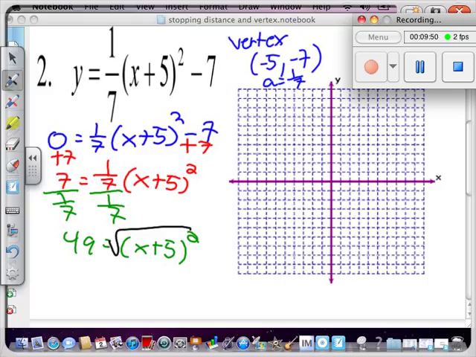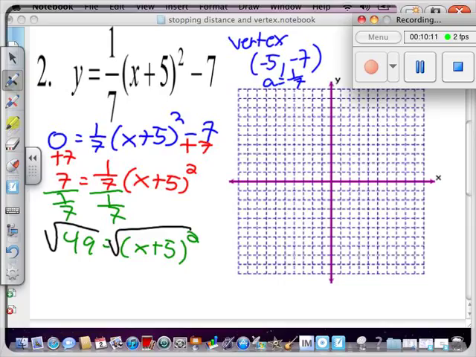So I'm going to take, good, these are so good. I'm going to take the square root of both sides. Now here's where it gets a little bit tricky, and you guys might look at it and be a little confused. What is the square root of 49? 7. What else could it be? What times what equals 49 besides a positive 7? A negative 7.